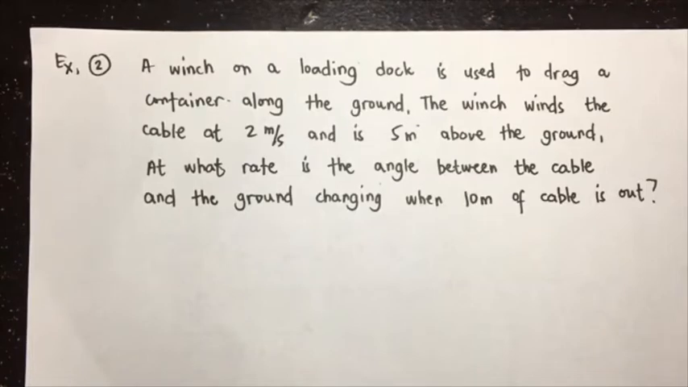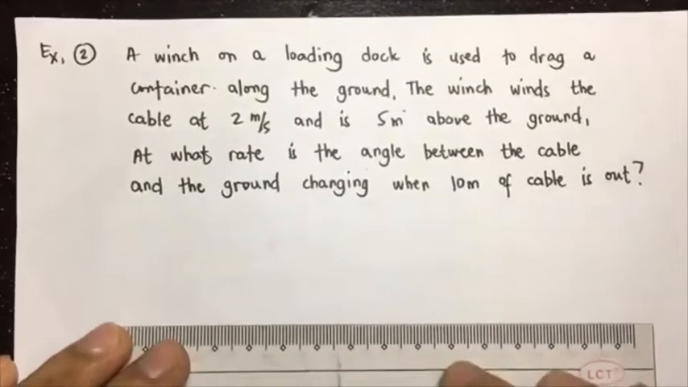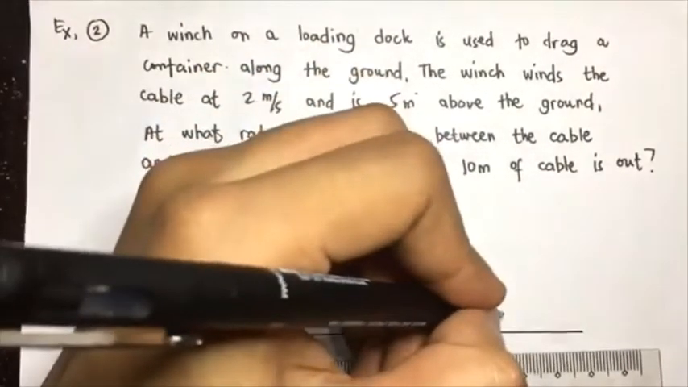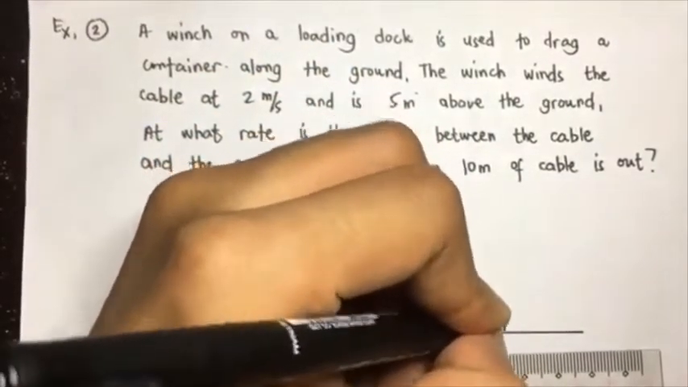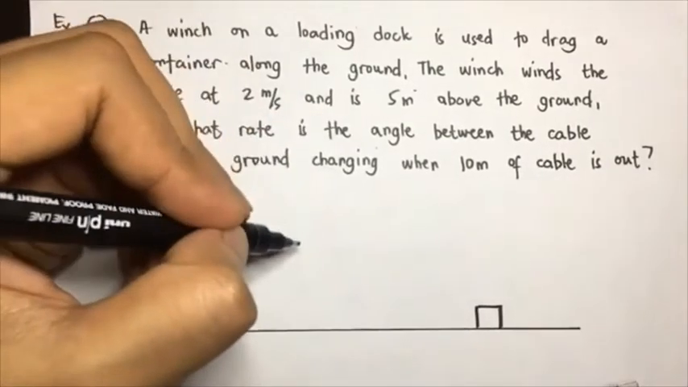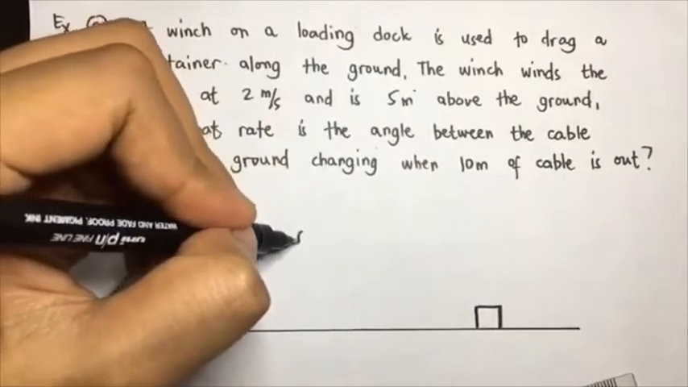To help us visualize the problem, again, we need to draw the diagram of the situation given. Let's start with the first sentence: a winch on a loading dock is used to drag a container along the ground. So we have a container along the ground that is being dragged. Let's say this is our ground, and we have a container. Then the winch winds the cable at 2 meters per second, and the winch is 5 meters above the ground. Maybe our winch is somewhere here, 5 meters above the ground.